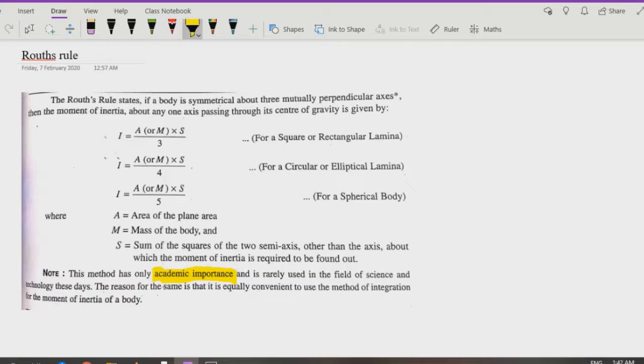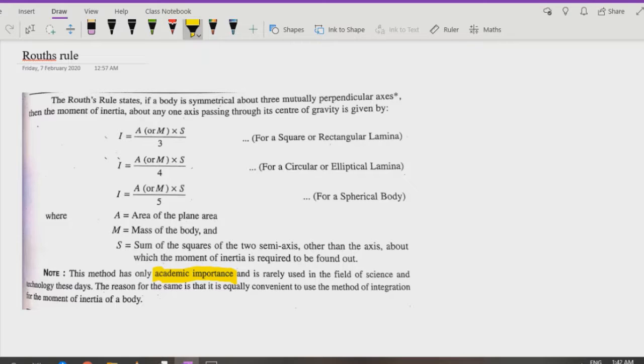If I have to define the Routh's formula, I can say that the Routh's rule states that if a body is symmetrical about three mutually perpendicular axes, then the moment of inertia about any one axis passing through its center of gravity is given by. There are three formulas for different shapes: square, circular, spherical.